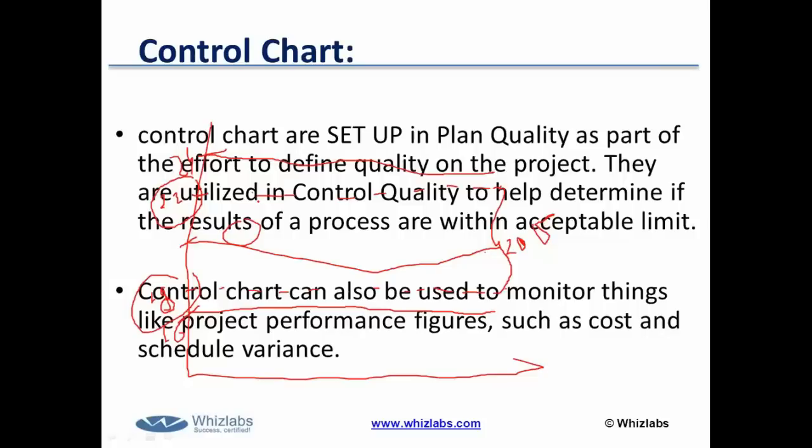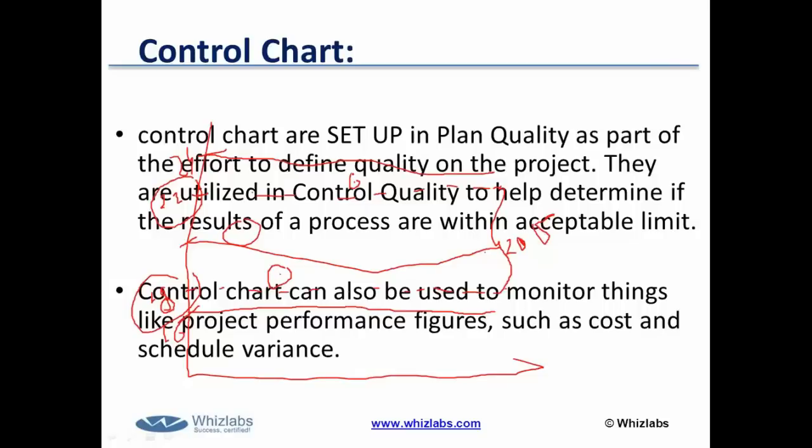So 7 continuous observations which are above the mean value or below the mean value, even if they are within the upper and lower control limit, there is a problem in your process. That means you need to change your process so that the quality is achieved. So that's called a control chart, or control.